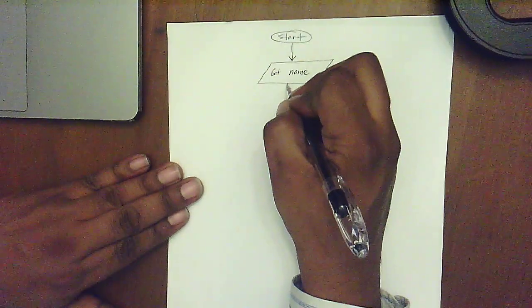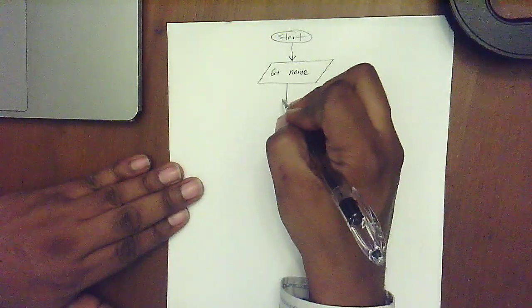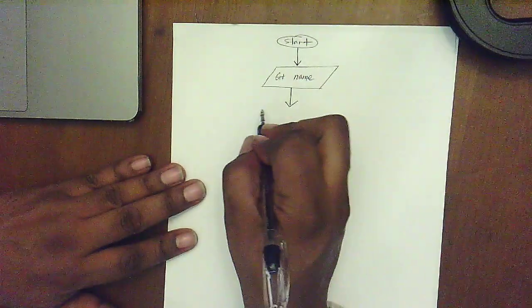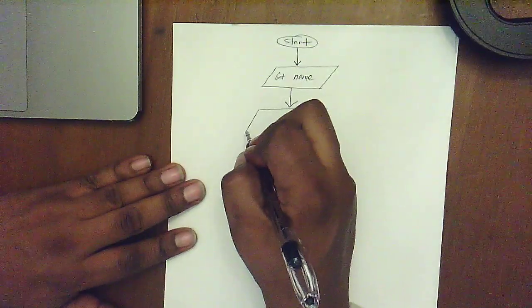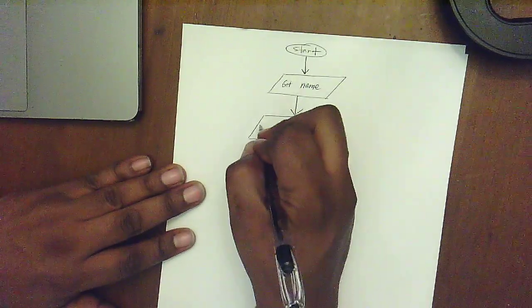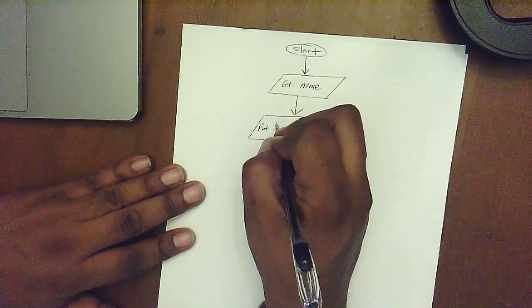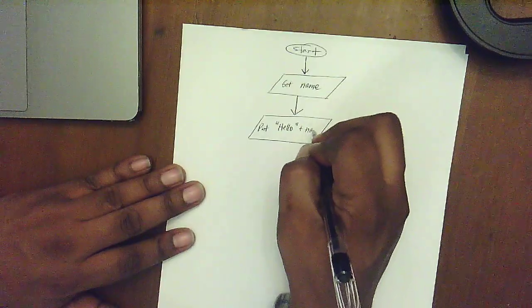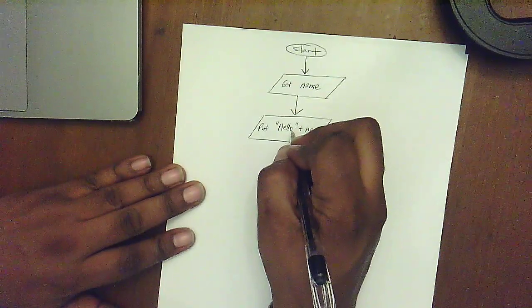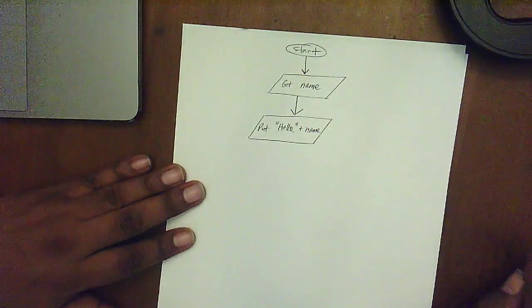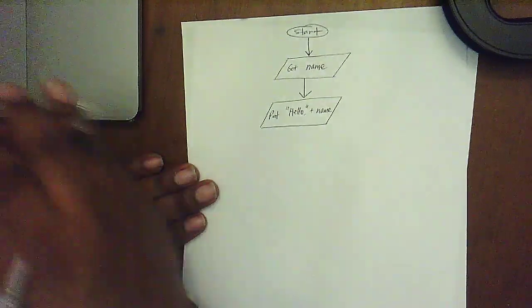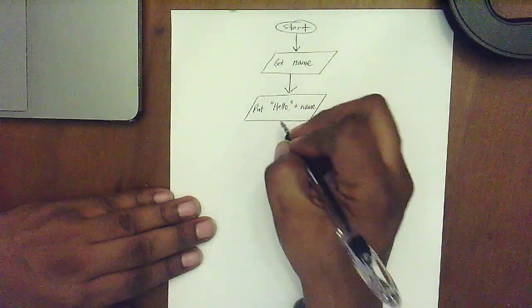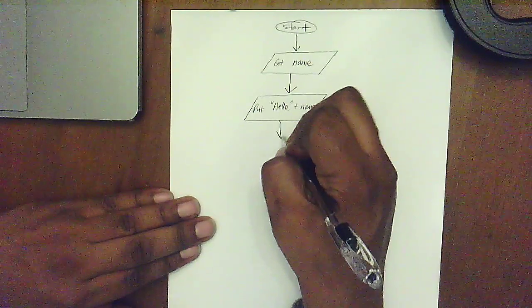And now we want to display something to the screen, so we want to display hello name. We want to put hello plus our name, and maybe there's a space here. Okay, hello name. So now our program works a little differently. It doesn't just say hello to the whole world. We can say hello to a specific person if we want to. And then we have our end.